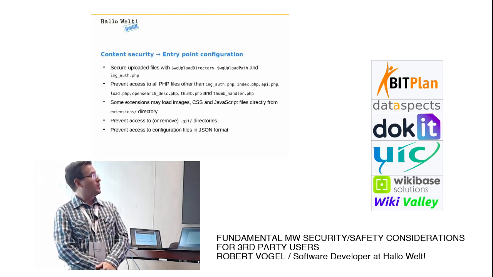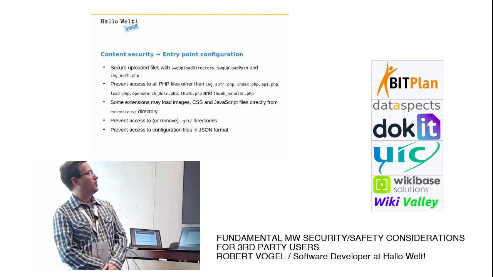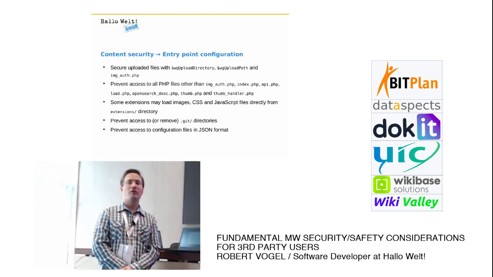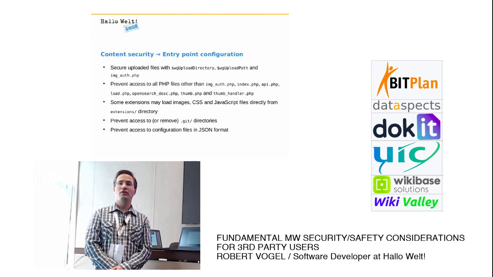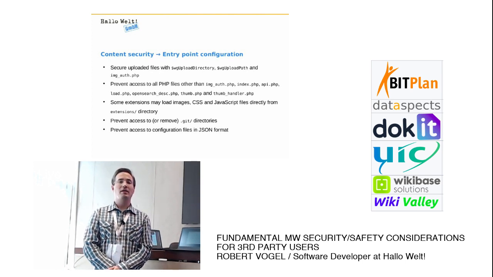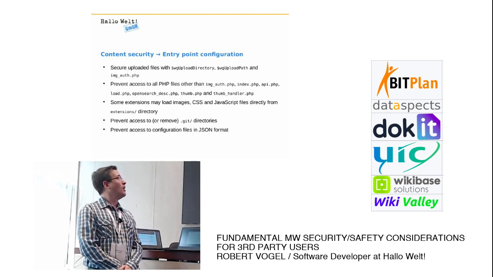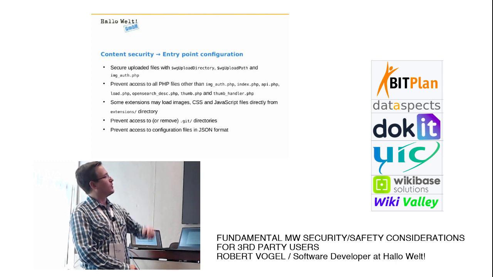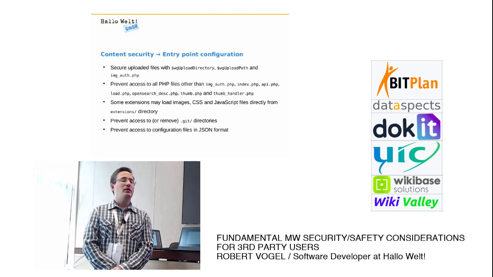I have listed some of them here: img_auth.php, index.php, api.php, and so on. These are the most important entry points in the MediaWiki core software. Some extensions might add additional ones, but these are the important ones. Maybe I'll say something about image auth.